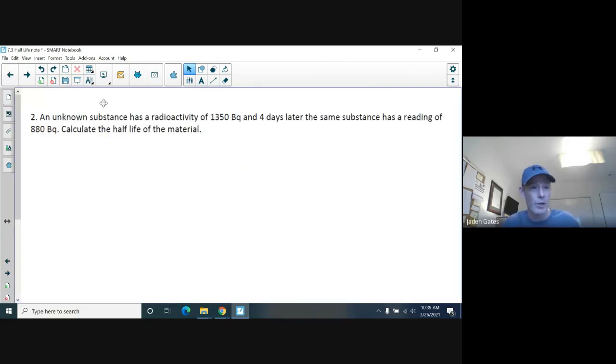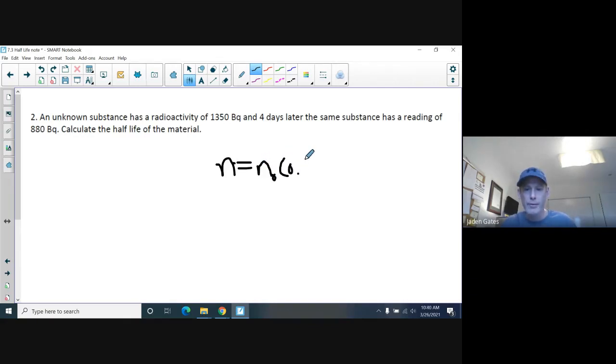And actually, they find people too. All right, so our next one. An unknown substance has a radioactivity of 1,350 becquerels. Then 4 days later, the same substance has a reading of 880 becquerels. Calculate the half-life of the material. So again, we're dealing with half-life. I've got my formula here: N is equal to N naught times 0.5 to the exponent of T divided by H.